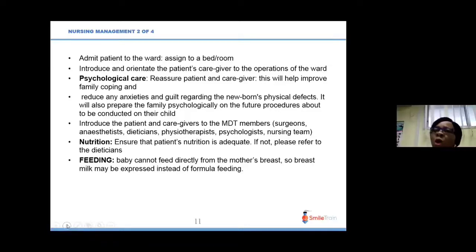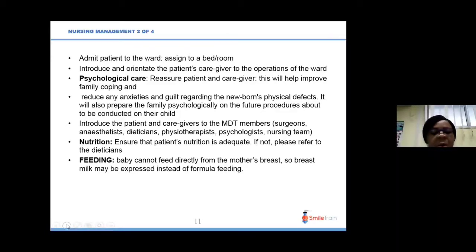You introduce also the MDT, the multidisciplinary team, to this patient: the surgeons, the anesthetists, because they come around, they will review them before going in for surgery. The anesthetists will come, ask questions, do one or two things, write pre-op medications. Then dietitians, physiotherapists, psychologists, and the other nursing team, because it's not only you. We run shifts. We have our categories of nurses that cover the period of admission of this patient.